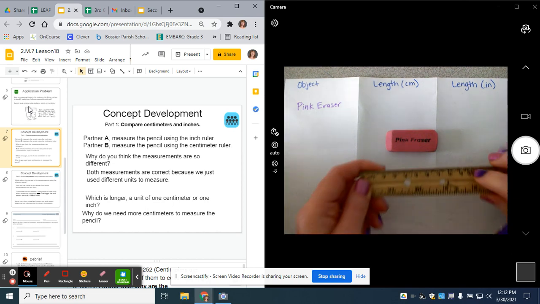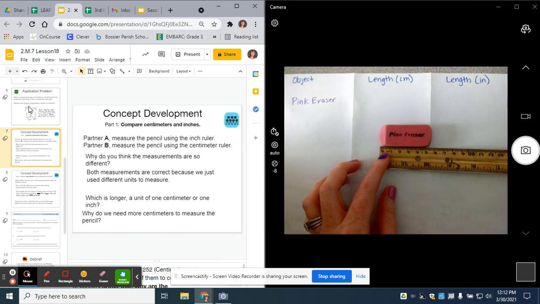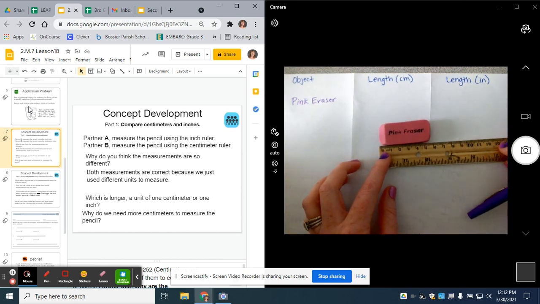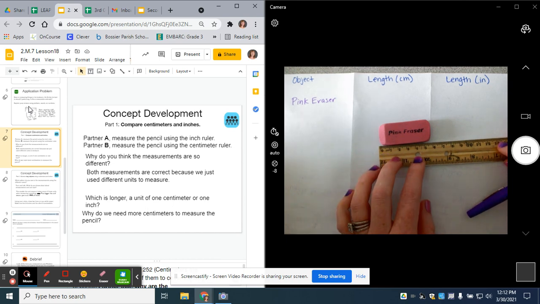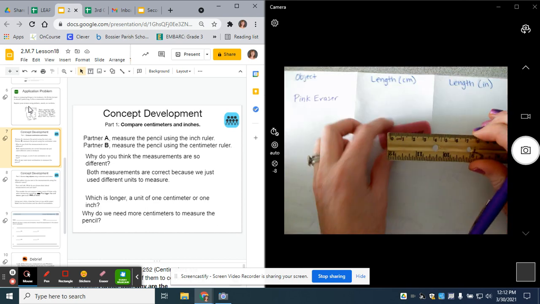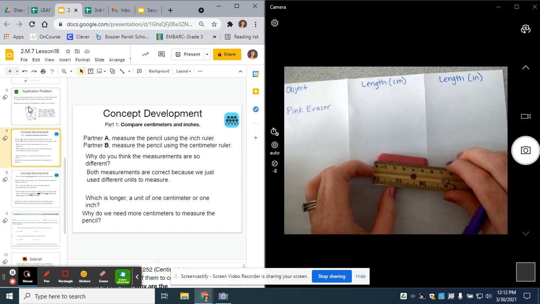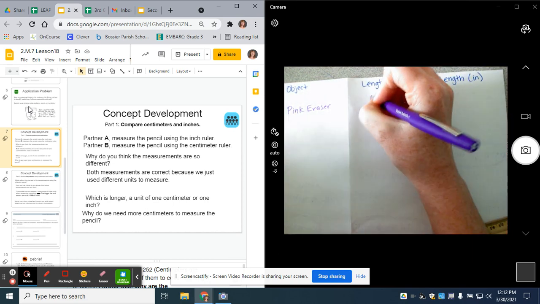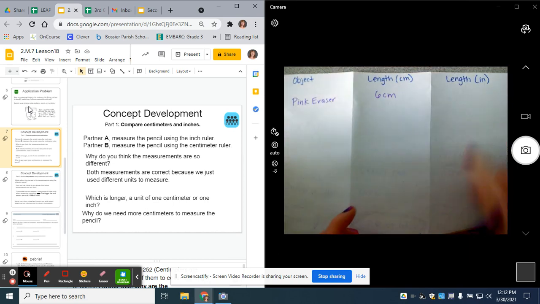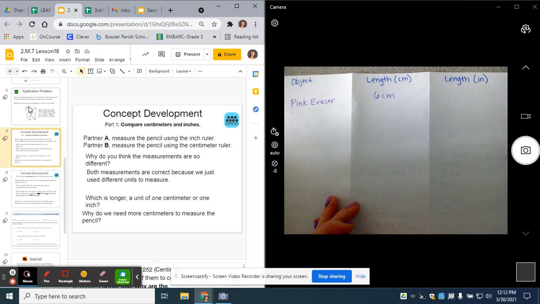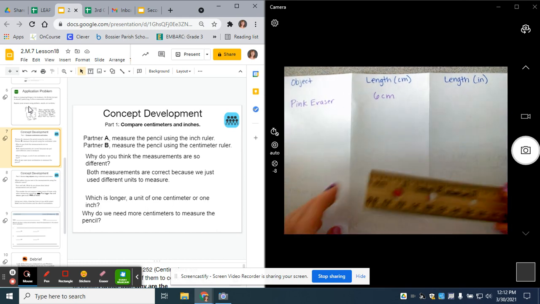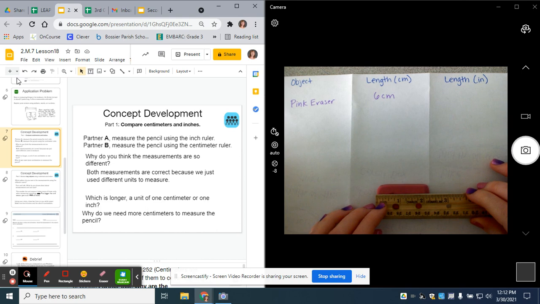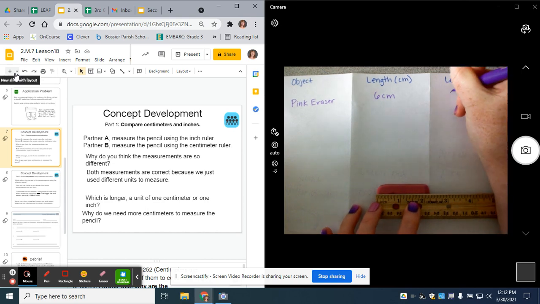So you're going to need your ruler. Measure it starting at 0. And it's about 6 centimeters. We're very, very close. Let's see if I can do it better this way. Yeah, it's about 6 centimeters. And then I'm going to measure in inches. I'm going to flip my ruler around, and it's about 2 inches.